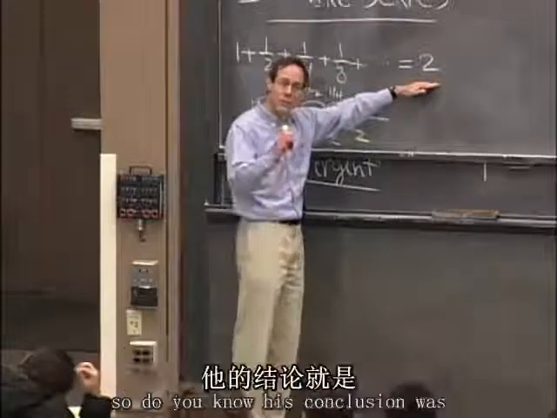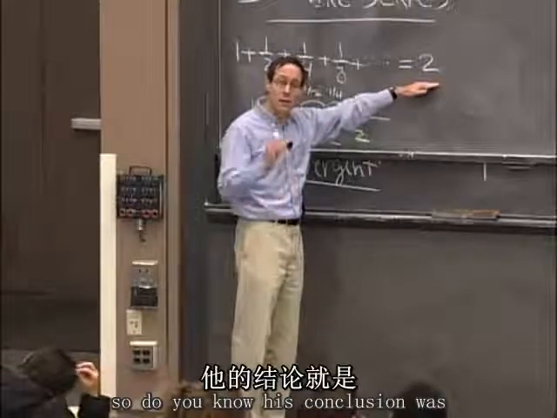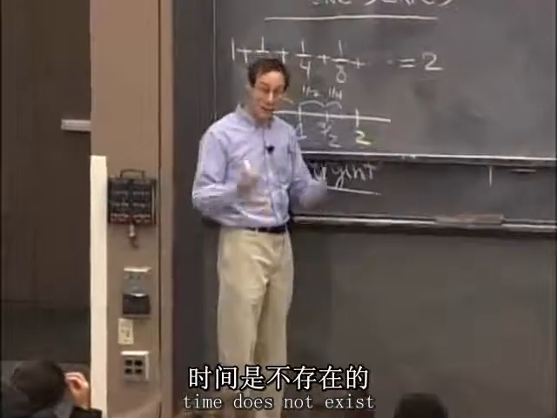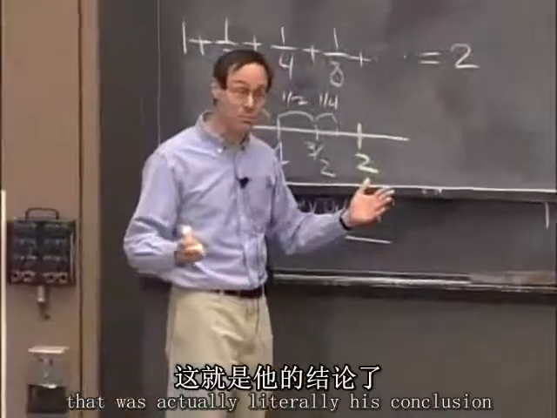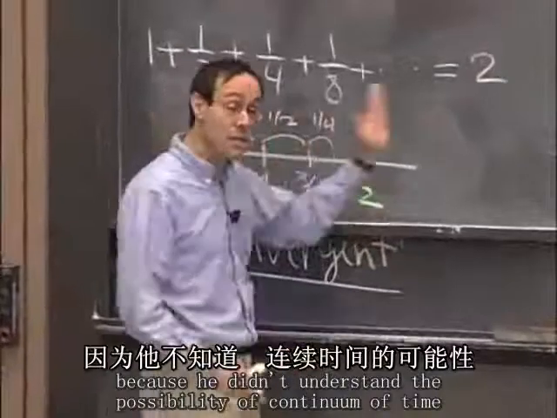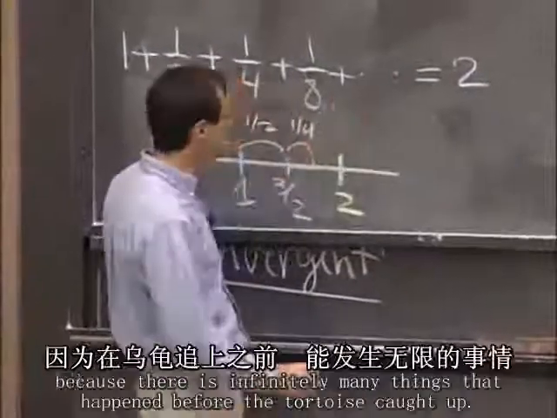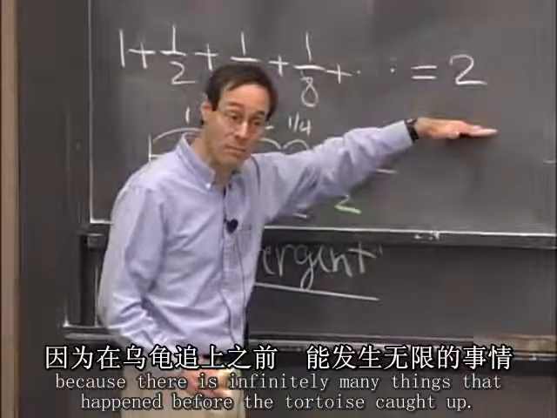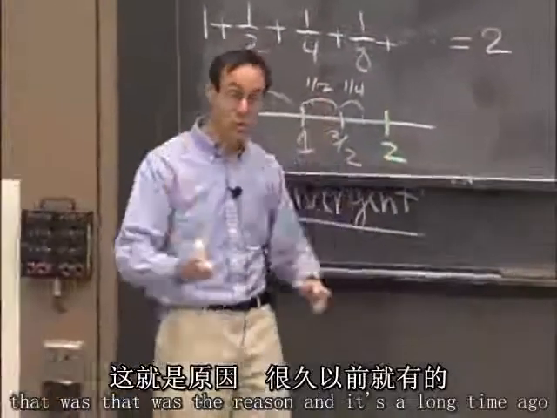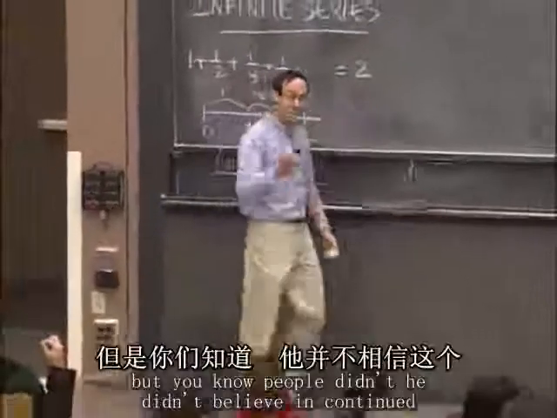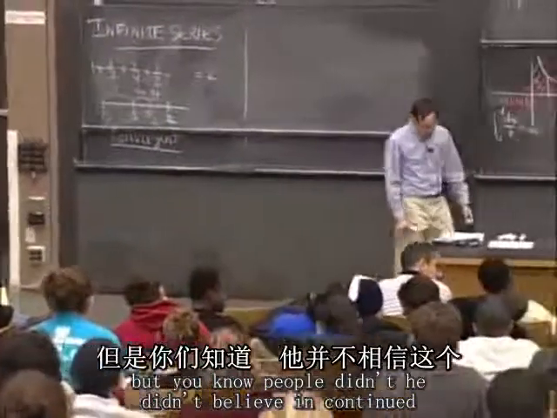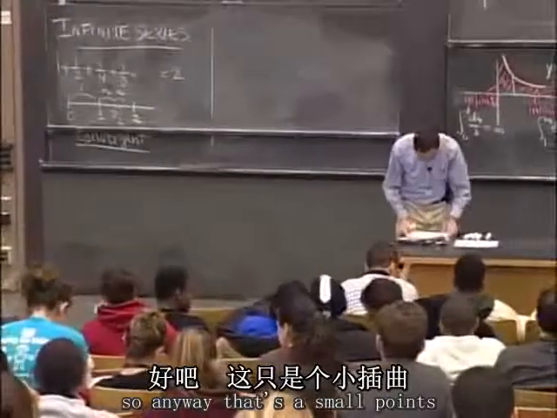So do you know what his conclusion was? Time does not exist. That was actually literally his conclusion. Because he didn't understand the possibility of continuum of time, because there were infinitely many things that happened before the tortoise caught up. So that was the reasoning. I mean, it's a long time ago, but he didn't believe in continuum. All right. So anyway, that's a small point.